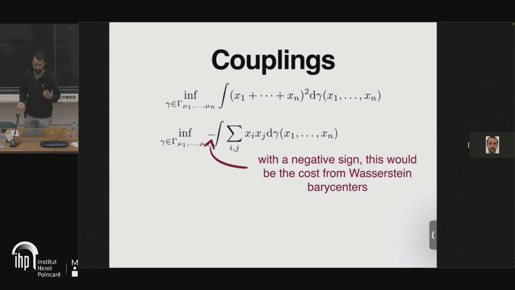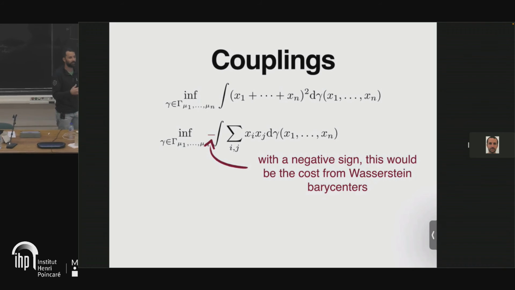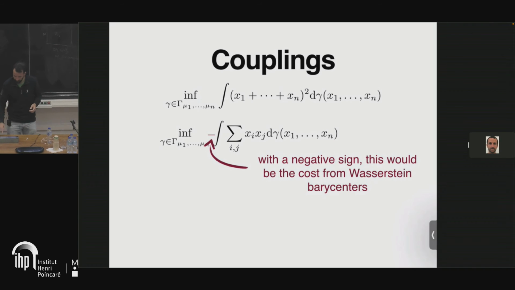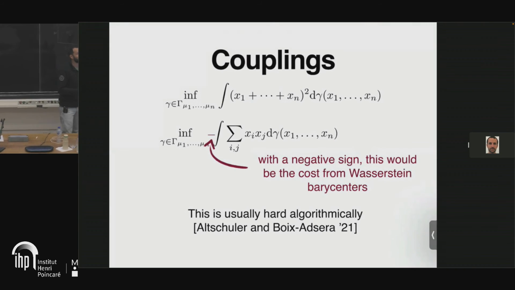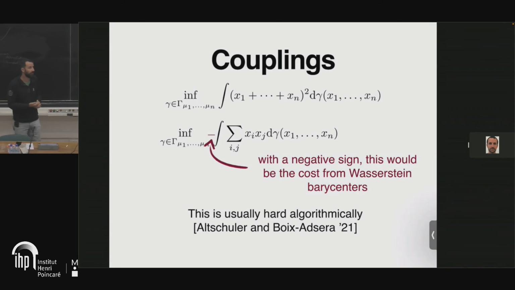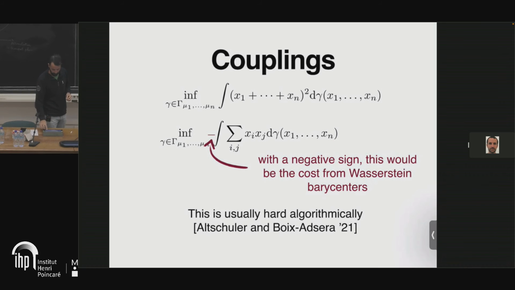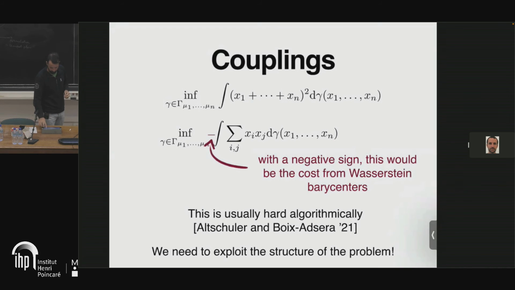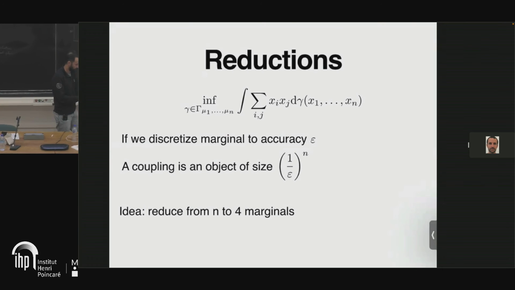So you have the opposite problem, where you're trying to minimize the opposite of this thing. However, we know that this is usually a hard problem algorithmically, especially in high dimension. And here our dimension is basically n, which plays the role of the dimension. So it's going to be exponential in n, and we want to avoid that. To avoid that, we're going to exploit the real structure of our problem.